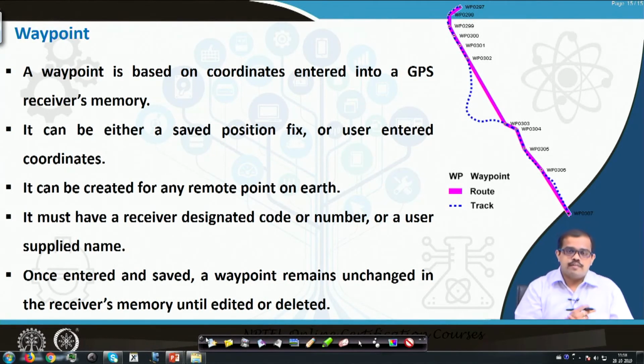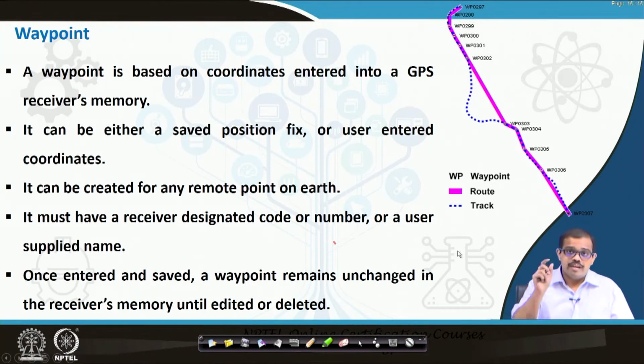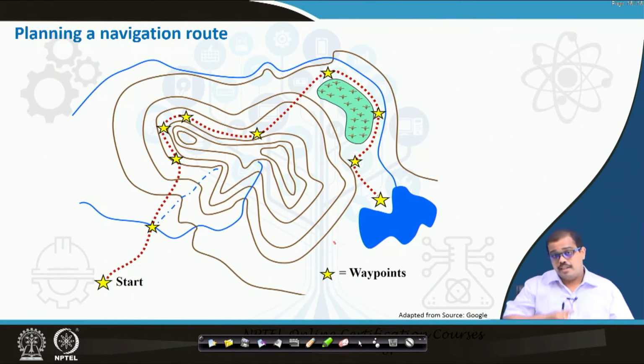So once you have entered and saved it, a waypoint remains unchanged in the receiver's memory until it is edited or deleted. Okay. Once we have understood the waypoints, let us understand a very interesting point: for example, how you reach a particular restaurant from your house. Let us look at it.